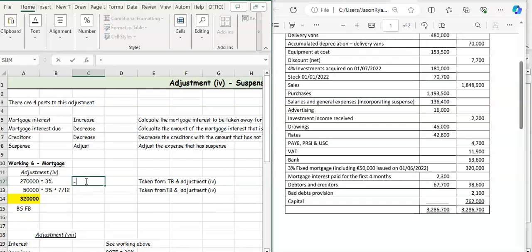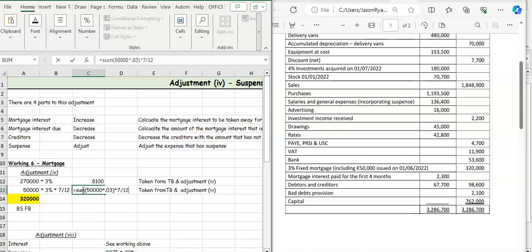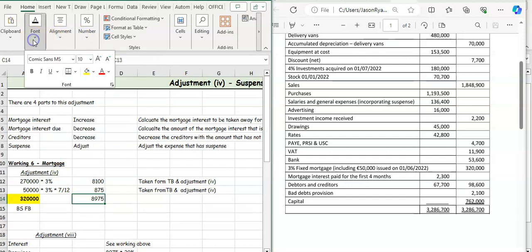So let's find out what is my mortgage interest for the year. So 270,000, multiply that by 3%. It's going to give me 8,100. And then on the 50,000, multiply that by 3%, multiplied by 7 months, so multiply by 7 12ths. So it's going to be 850. So my yearly amount is going to be 8,950. So that's my yearly mortgage interest.